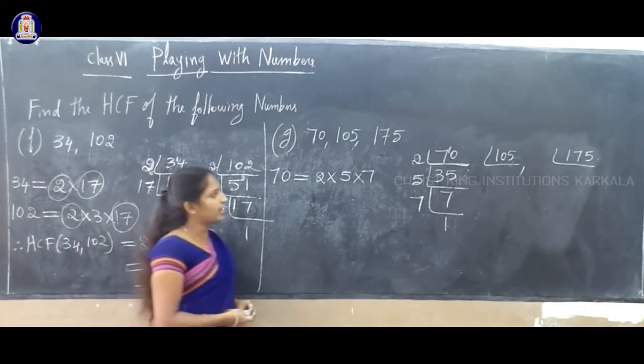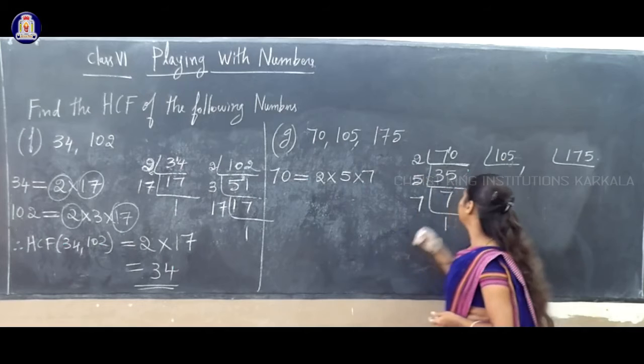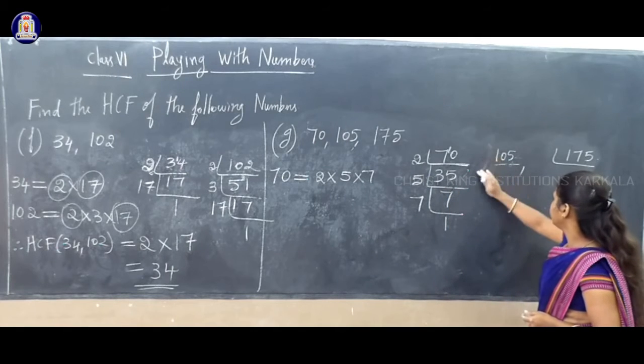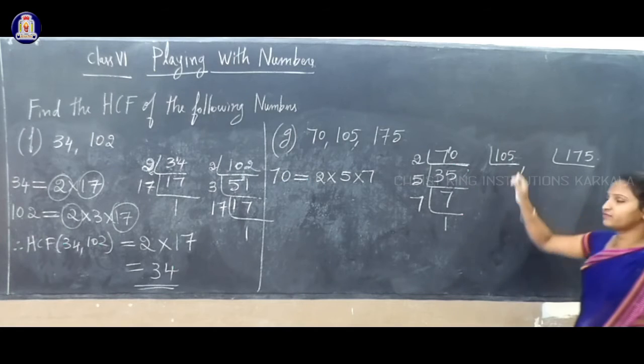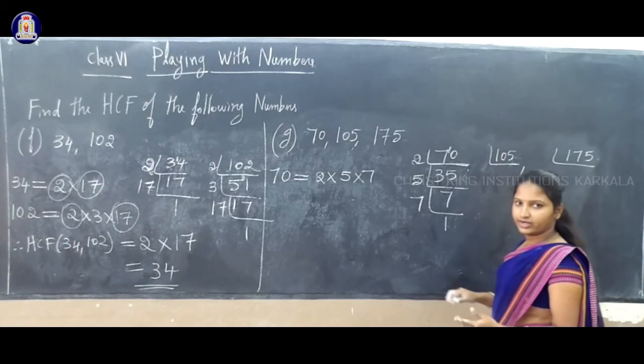Okay. Now 105. So the last digit is here 5. It will be divisible by 5 table. Definitely the last digit is 5 means 5 divides. Right? 5 table divides.